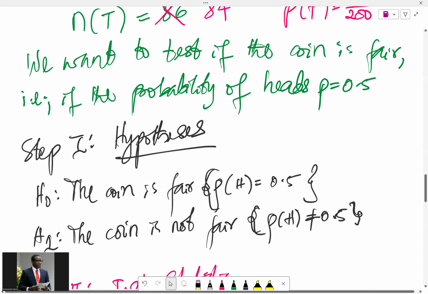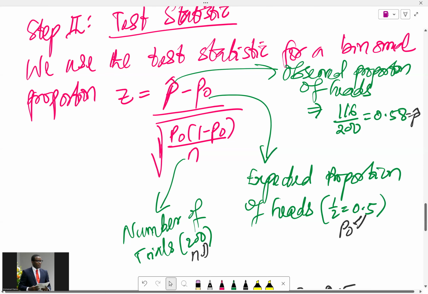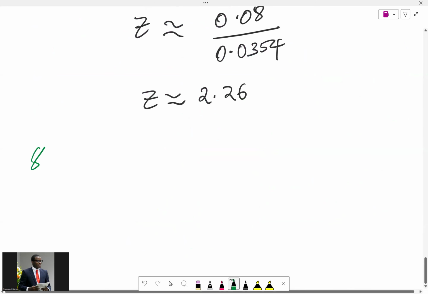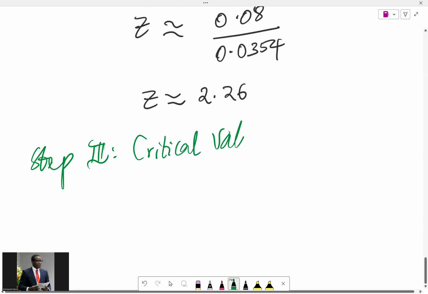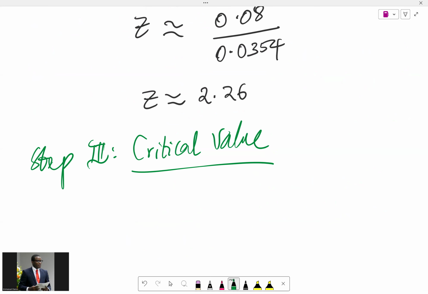So the next thing is we need a critical value. Step 3 is the critical value. That's the value you get from the table, so we need to compute that from the table. Another thing is you have to master your table. You need to know your table very well. Don't collect somebody else's table and take it to an example. It's going to throw you off balance.